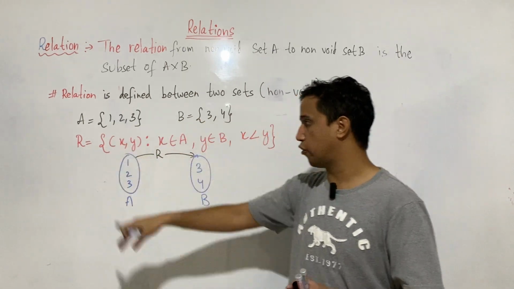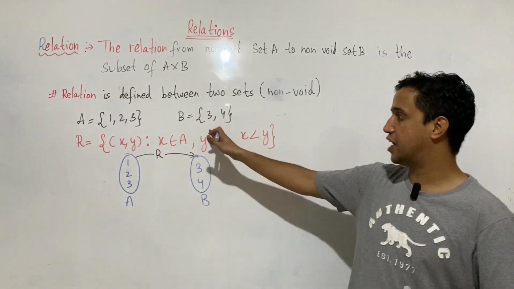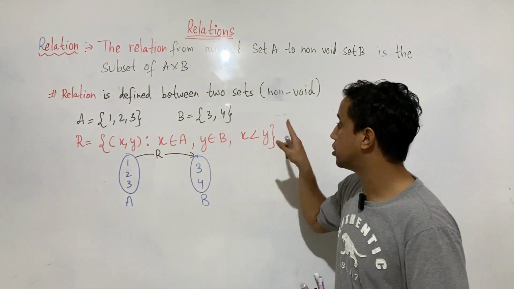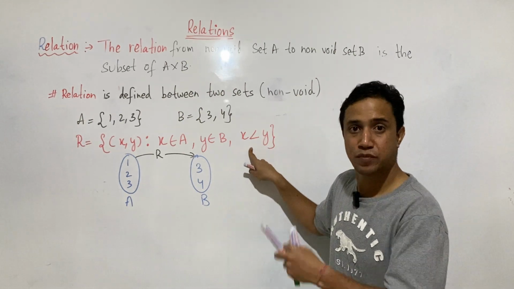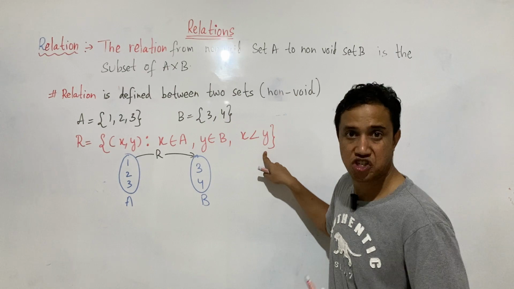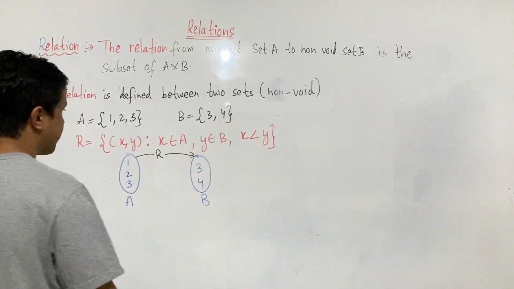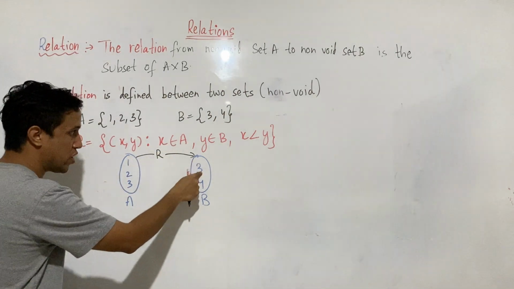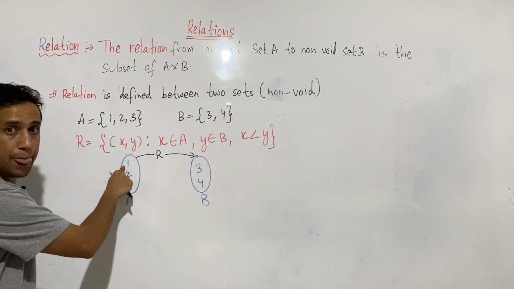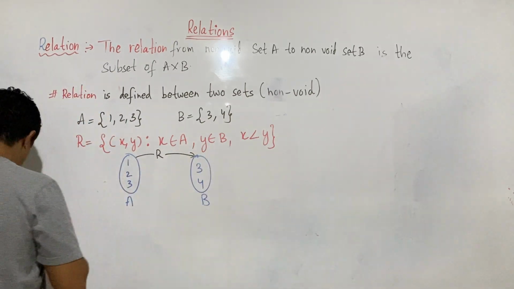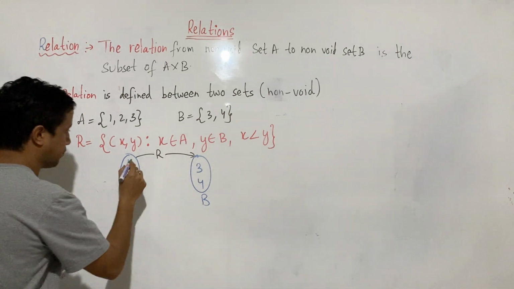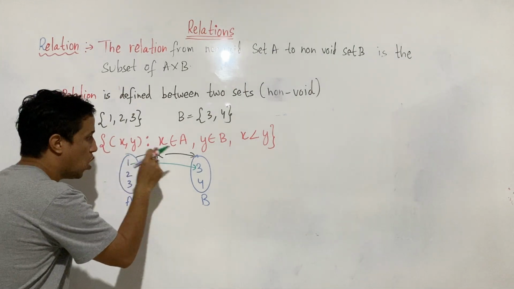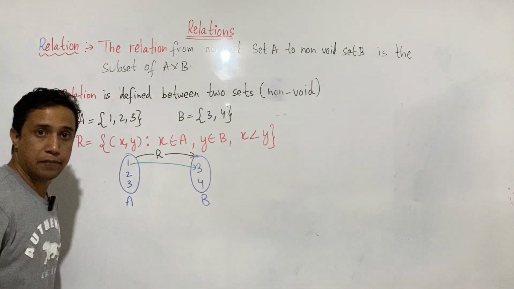the first element of the ordered pair comes from A, the second element of the ordered pair comes from B, and it must satisfy the condition that the first element must be smaller than the second element in the ordered pair. Now see here, if I pair 1 with 3, 1 comes from A, yes, 3 comes from B, yes, and is 1 less than 3? Yes. So the pairing is possible. So 1 will get paired with 3, or element 1 will get related with element 3.